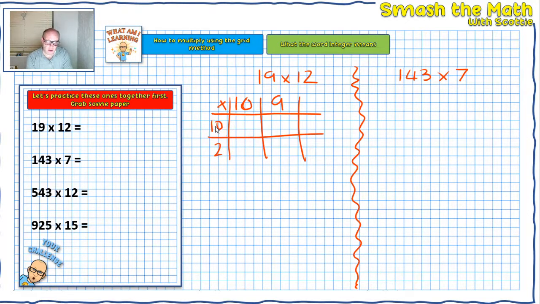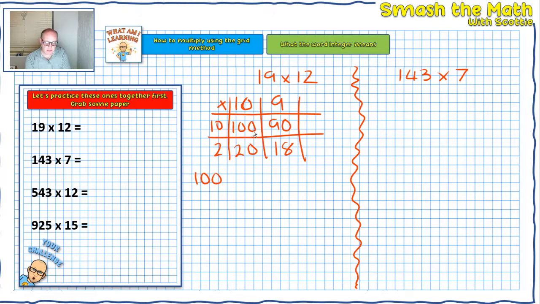Now I'm going to multiply those. So 1 times 1, or if you want to be quicker, look, it's just 10 times 10, which I know in my tables is 100. 10 times 9 is 90. 2 times 10 is 20, and 2 times 9 is 18. Okay, and then we're going to add those together.